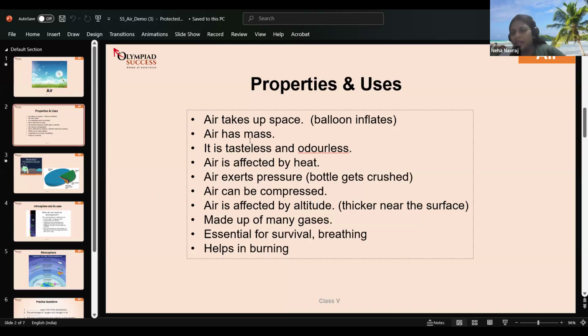And odorless. Do you get a smell of air until and unless you spray some fragrance in the room? You are not going to smell it. So that's why it is odorless. Next, air is affected by heat.